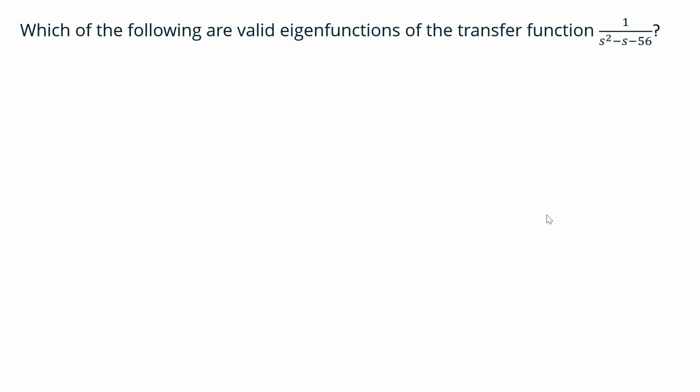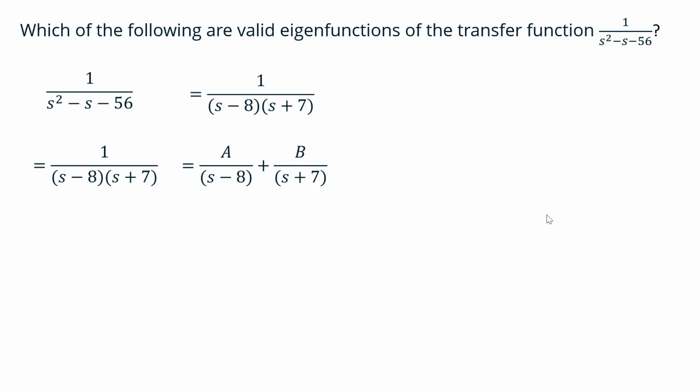Which of the following are valid eigenfunctions of the transfer function 1 over s squared minus s minus 56? So to figure this out, you have to just do some algebra. And this doesn't always work. This only works in special cases. But in this case, it works because you can factor the denominator to be 1 over (s minus 8) times (s plus 7). So I just factored that. And then I want to break it into the sum of two fractions where the denominator is a polynomial of s, but only a first-degree polynomial. And the reason I'm doing that is because when you have it in this form, you can directly do an inverse Laplace transform. If it's in the other form, you can't directly do an inverse Laplace transform.